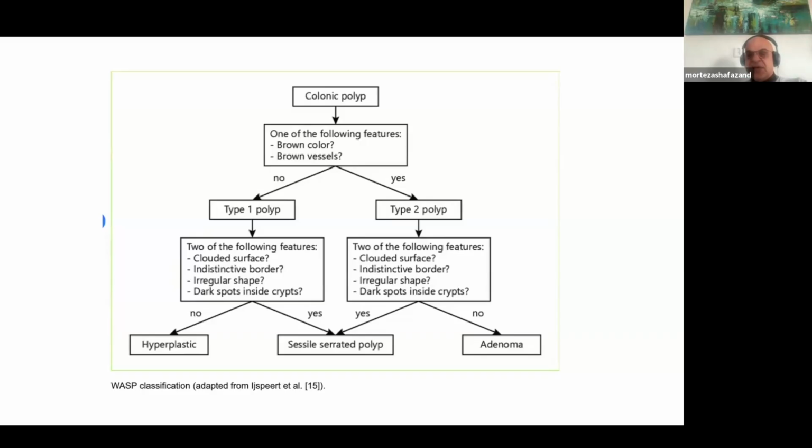Why is that part mucus on the surface? Then I look at it more carefully, because we know that serrated lesions produce lots of mucus, right? So that's what I look at.